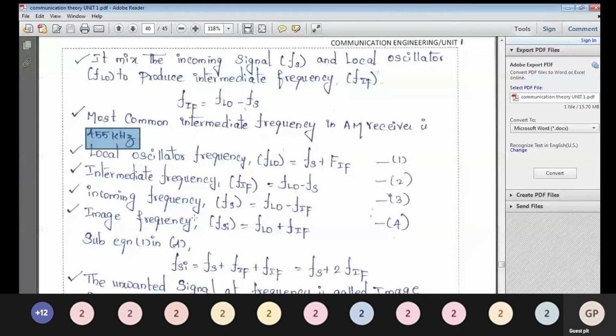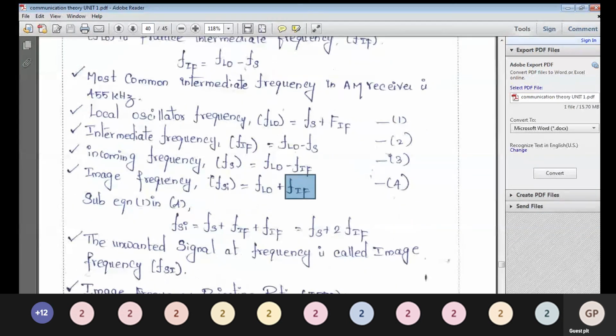But here we have one more frequency. What is that? That frequency Fsi is equal to the locally generated frequency FLO, the local oscillator frequency, plus the intermediate frequency. This is called the image frequency. Just I'm telling one example. We have been given one problem. Just assume the output should be 7. One signal is available, the locally generated signal. Just assume the locally generated signal is 2.